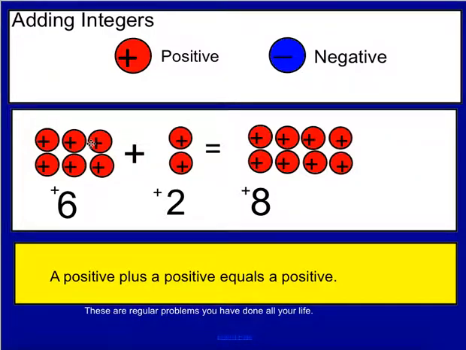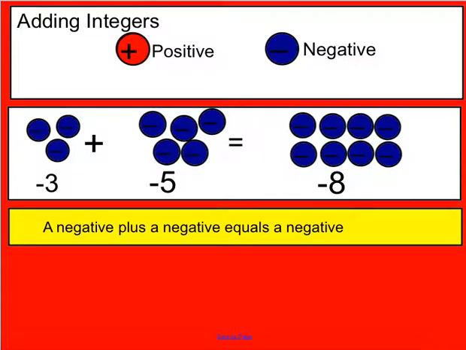Okay, we have red for our positive, blue for our negative. So if we have 6 red and 2 red, we would have 8 red altogether. So a positive plus a positive equals a positive. If we have 3 negatives and 5 negatives added together, we would get 8 negatives, which means that a negative plus a negative equals a negative.